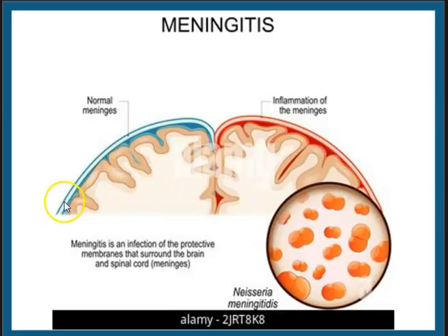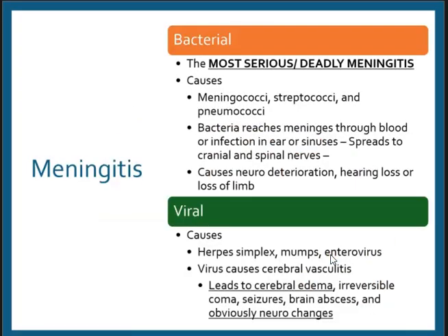Don't forget, the meninges are a protective membrane that surround the brain tissue and the spinal cord. Likely culprits are going to be strep, meningococci, streptococci, and pneumococci. Bacterial meningitis is the most deadly.